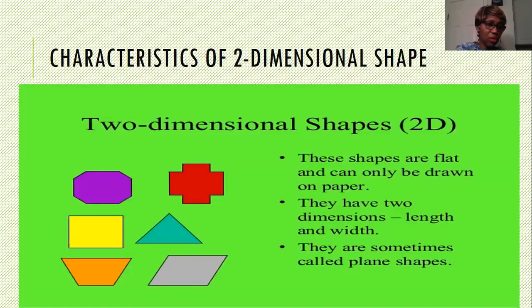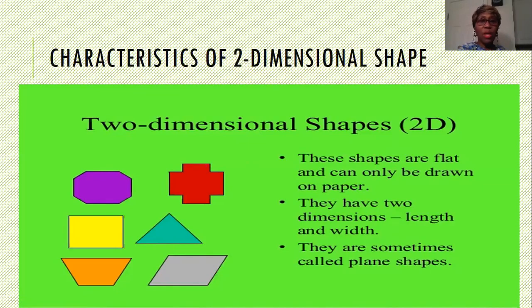So while you do that, I'm going to talk about this because we talked about this the last time. Remember, we talked about two-dimensional shapes. What are two-dimensional shapes? And we just happen to have a triangle right here. A triangle is a two-dimensional shape. These are shapes that are flat and can be drawn on paper. They have two dimensions, which are what? The length and the width, and they are sometimes called plane shapes, okay?